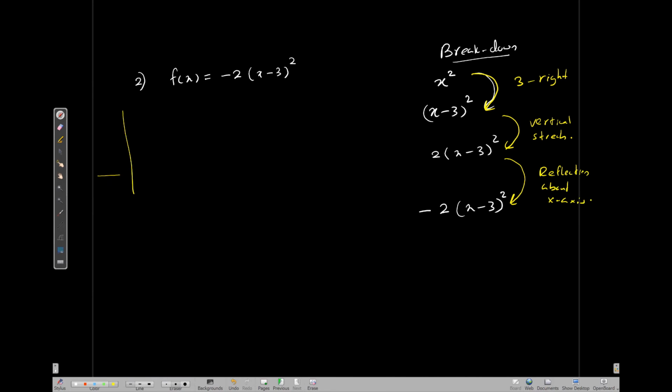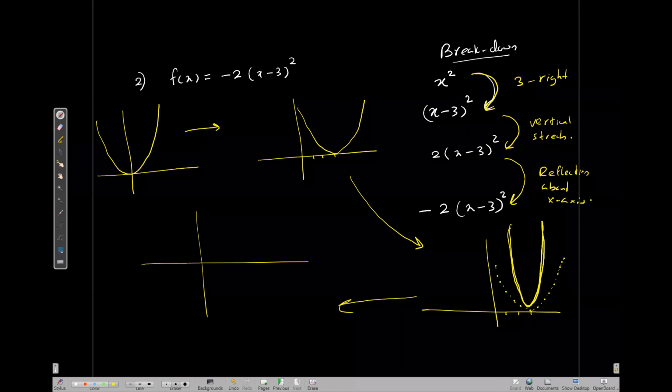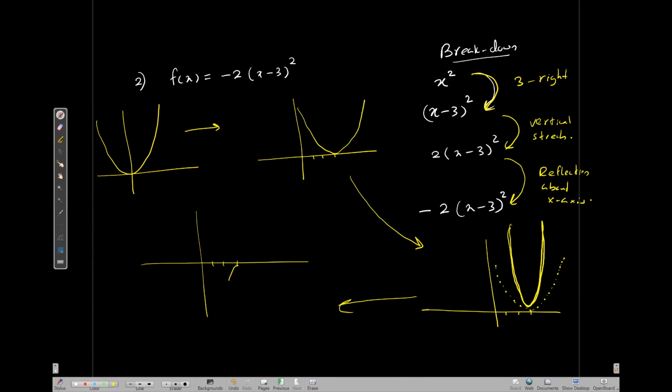Now let's draw this. So x squared. The next step would be 3 right, so 1, 2, 3, like that. And the next step would be a vertical stretch, so 1, 2, 3. When you are doing a vertical stretch, it's nice to draw your earlier graph with dotted lines and the new one, so it looks nice and people can understand. And then from there to there, 1, 2, 3, upside down, and that's it.